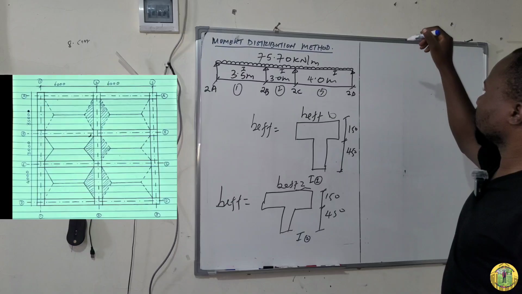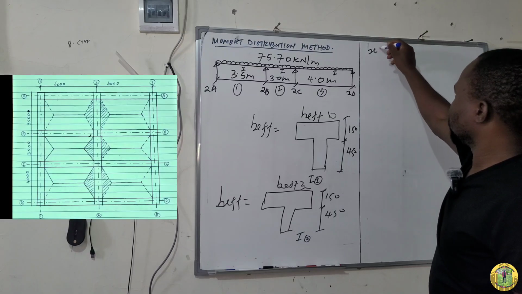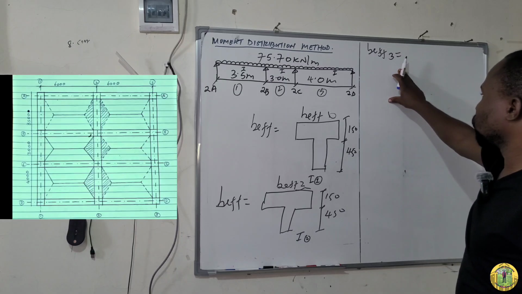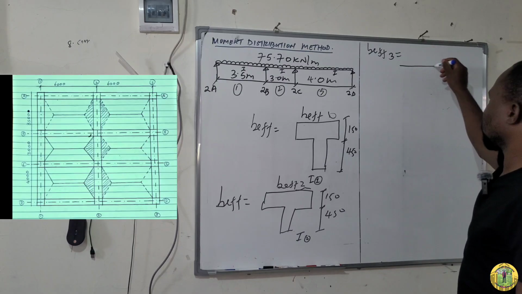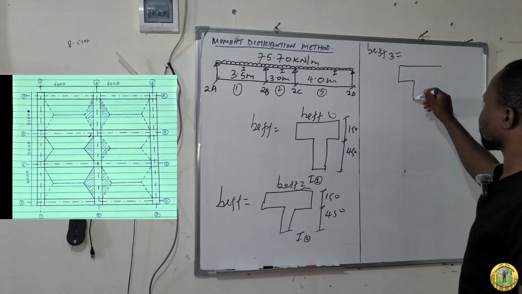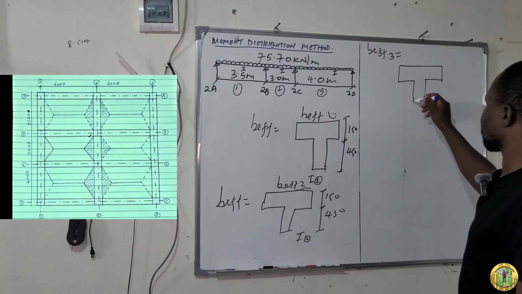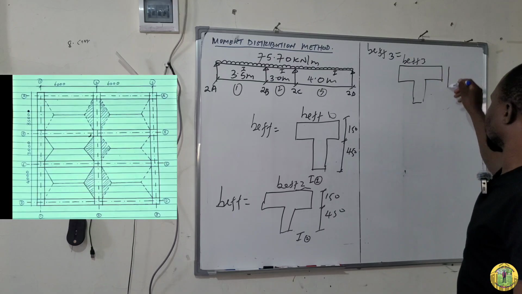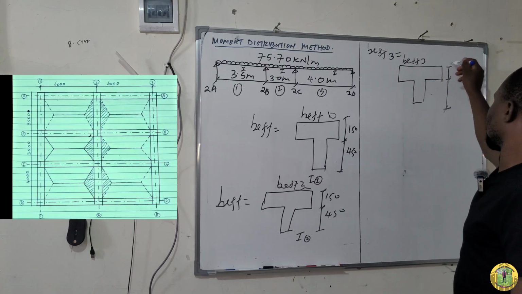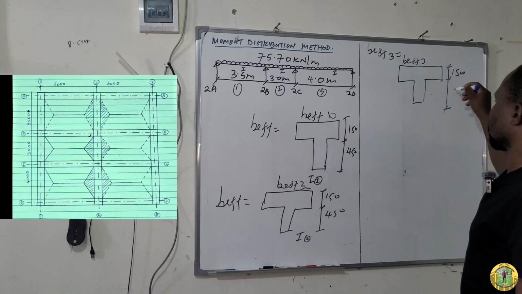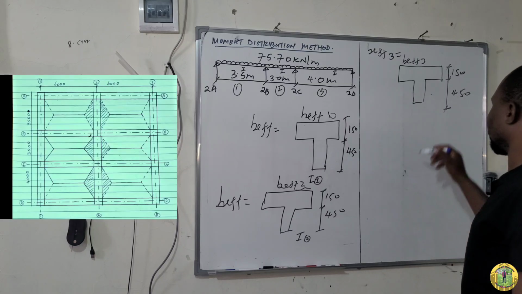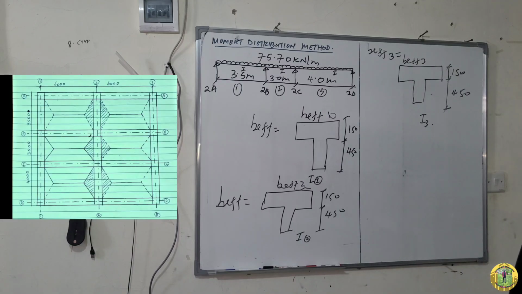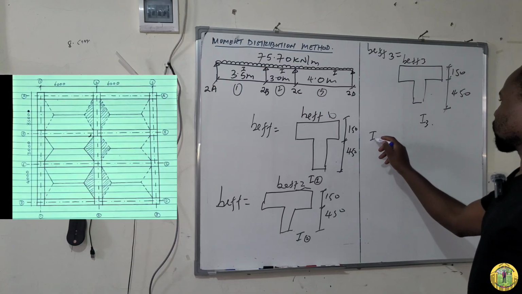So this is now span number 3. You calculate BEFF number 3, which is the effective flange width, and then you come up with your section. So this is number 3, and here is 150, and here is 450. And then you calculate I3.